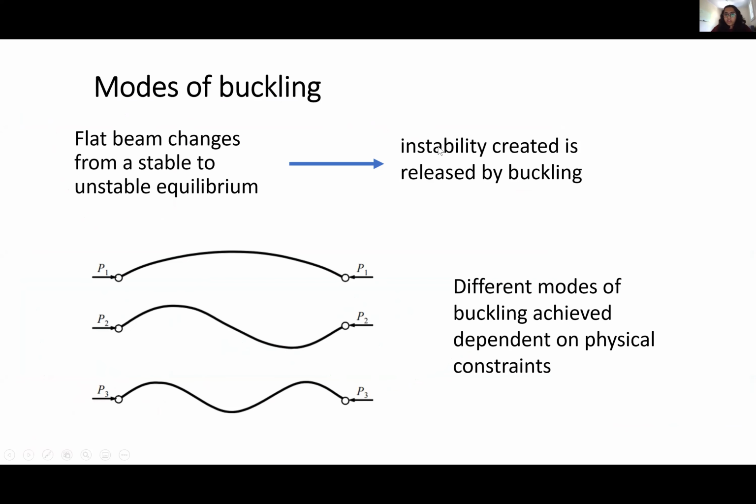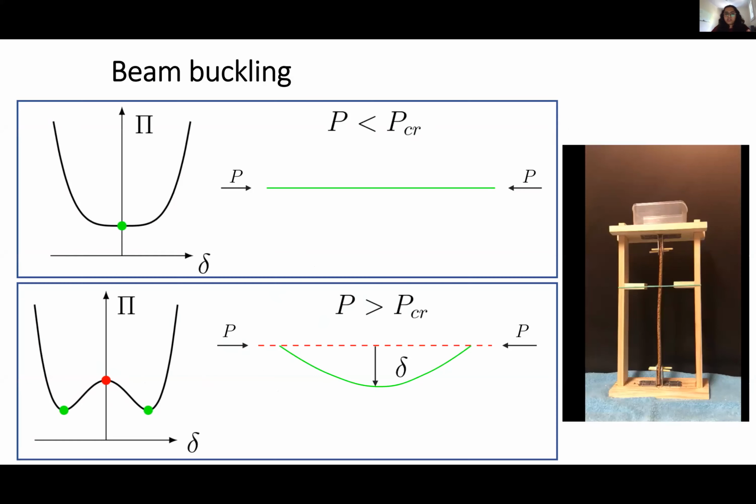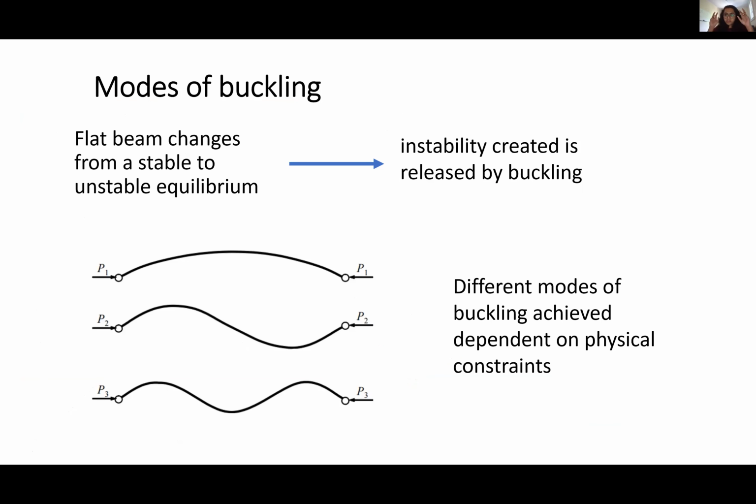Then we have different modes of buckling which can occur depending on the constraints applied on the beam, the boundary conditions and so on. So the flat beam goes from a stable to an unstable equilibrium as the load crosses the critical load, and hence a mechanical instability is created, which is released by buckling.